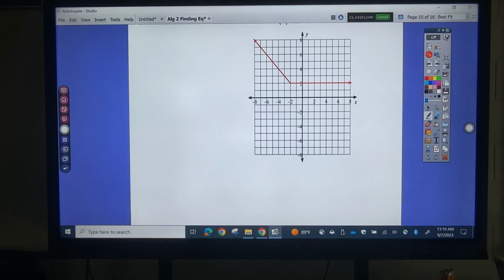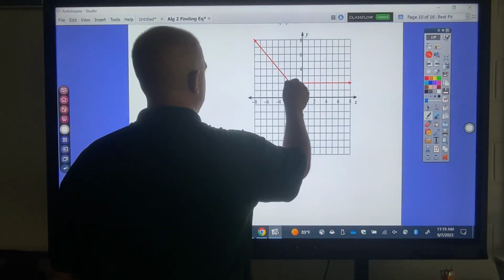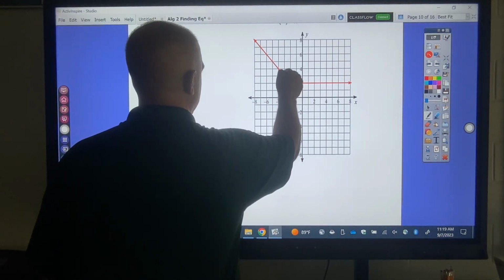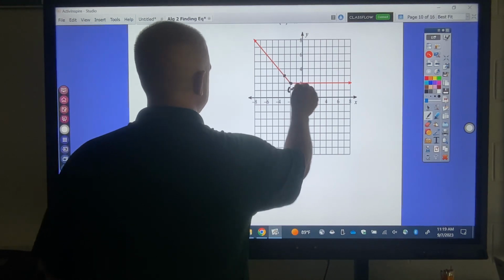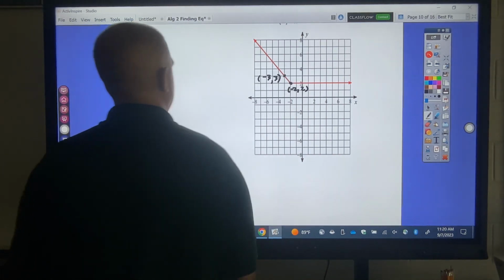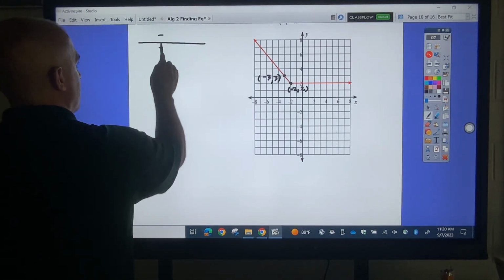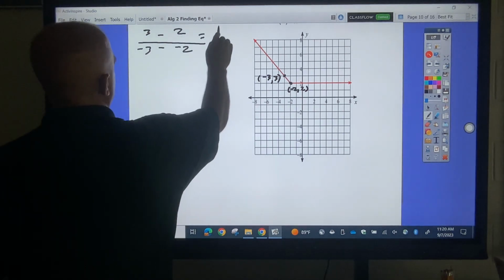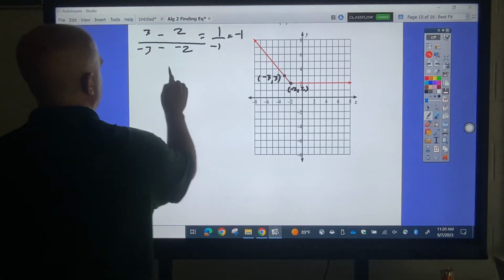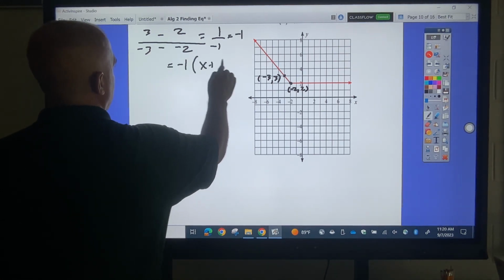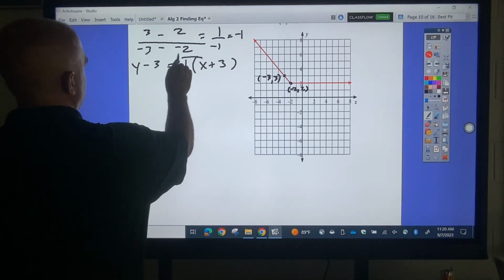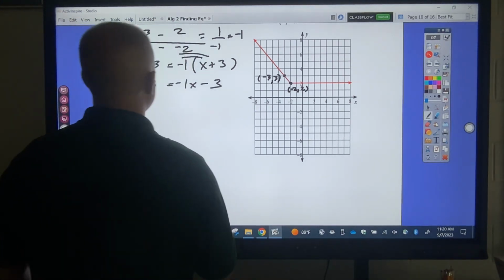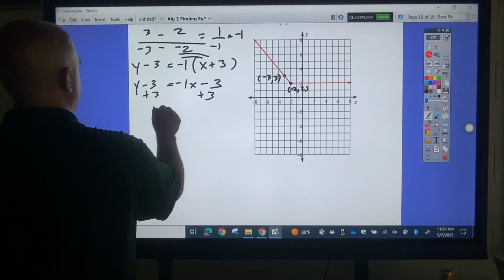Now, this one doesn't clearly show the pieces, but I'm going to go ahead and put those pieces in. I'm going to put that as one of the pieces. Okay, now I'm gonna use this point as well. So that is negative 2, 2. That is negative 3, 3. Okay, so this line right here, if I turn the wheel, 3, negative 3, turn the wheel, 2, negative 2. That's 1 over negative 1, which is negative 1. Distribute, that's negative 1x minus 3. Okay, all right, so add 3, y equals negative 1x.